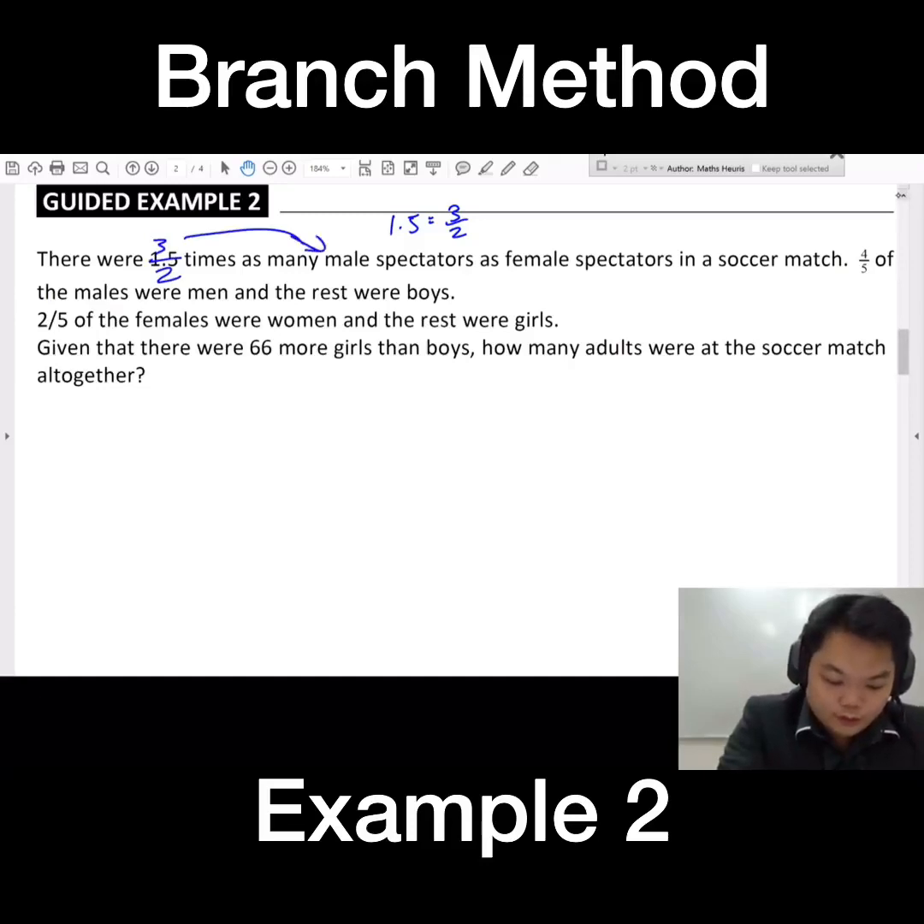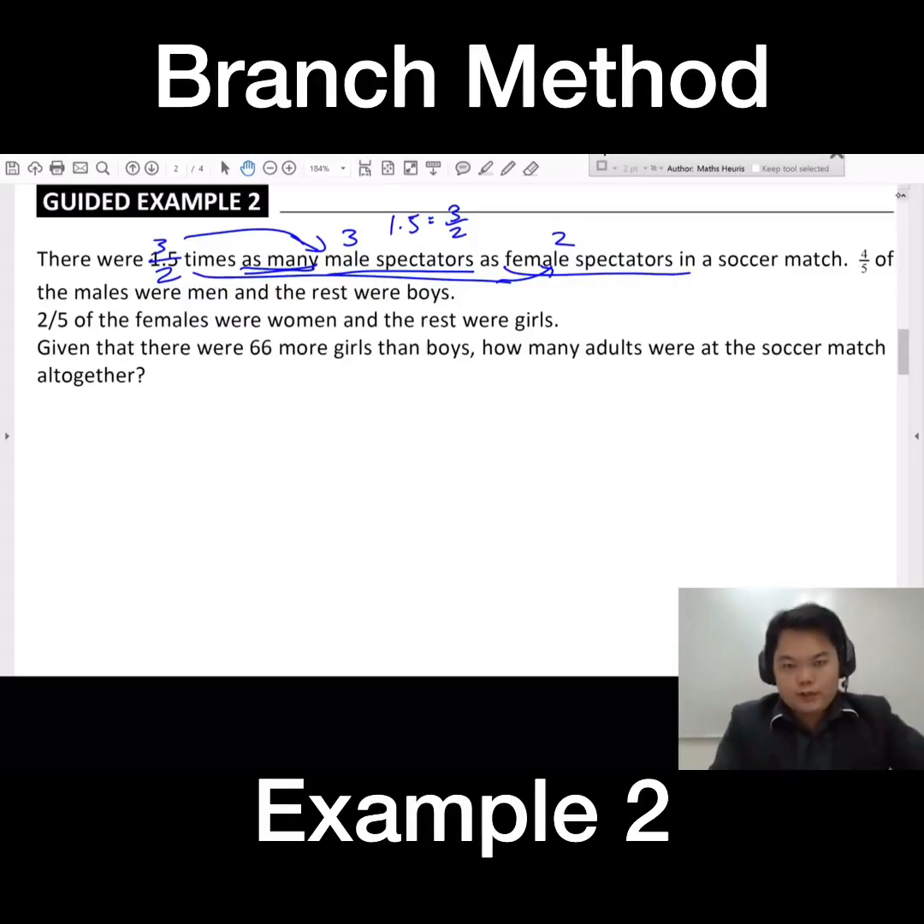Then we allocate the units. 3 goes to male spectators. 2 goes to female spectators. Keyword here is "as" pairing.